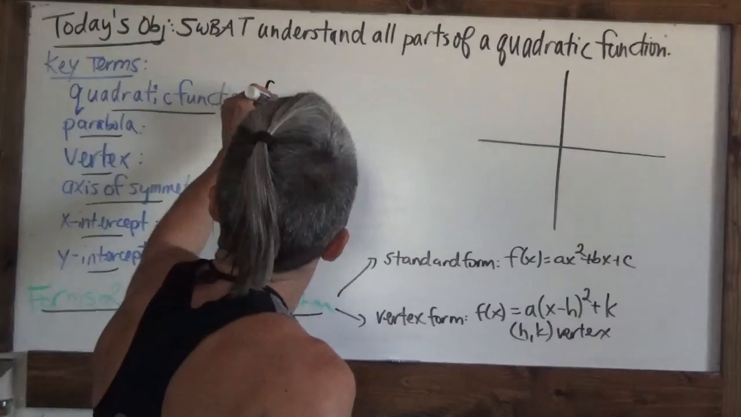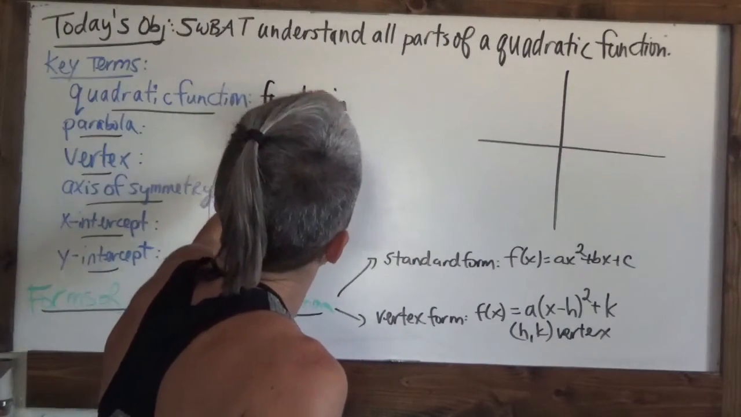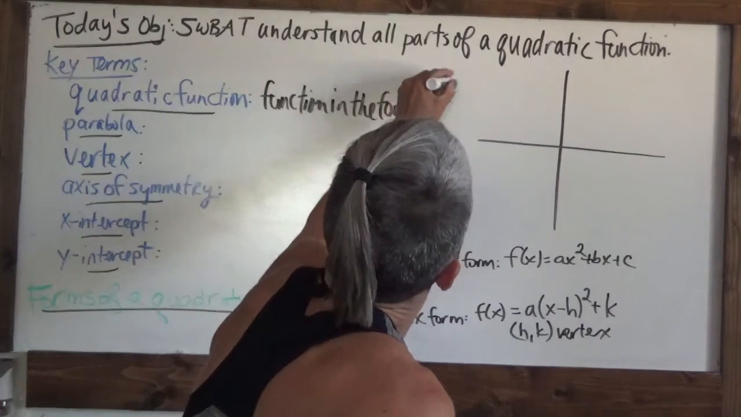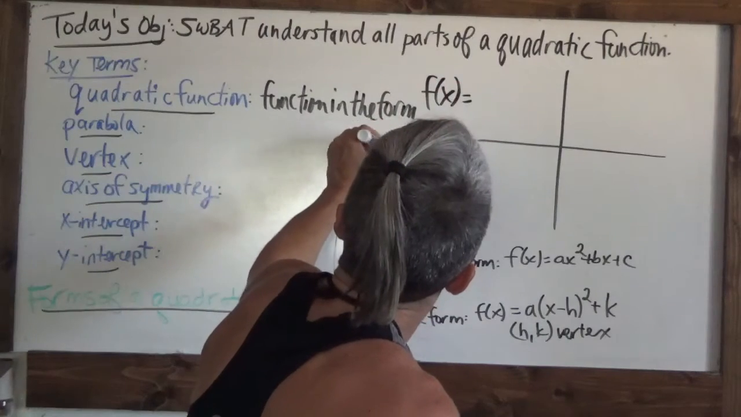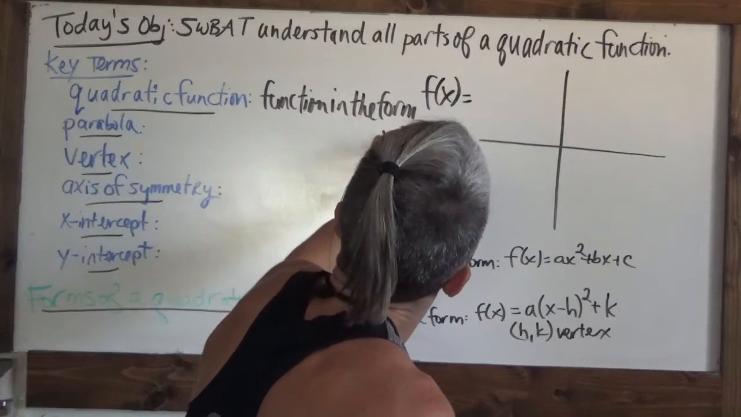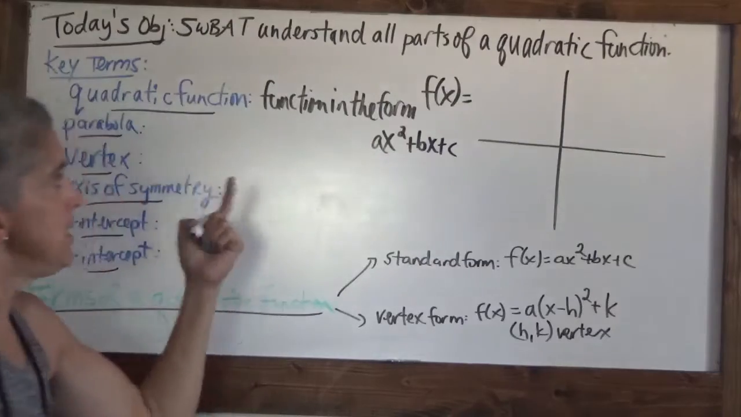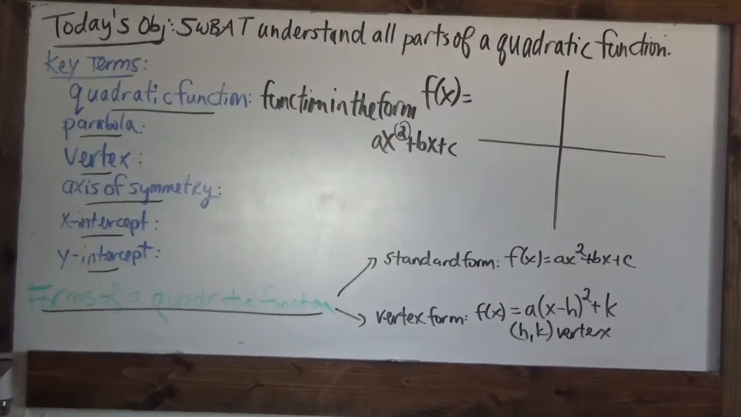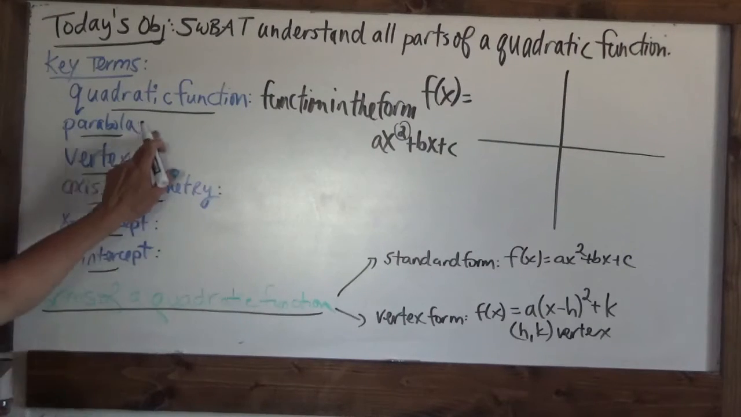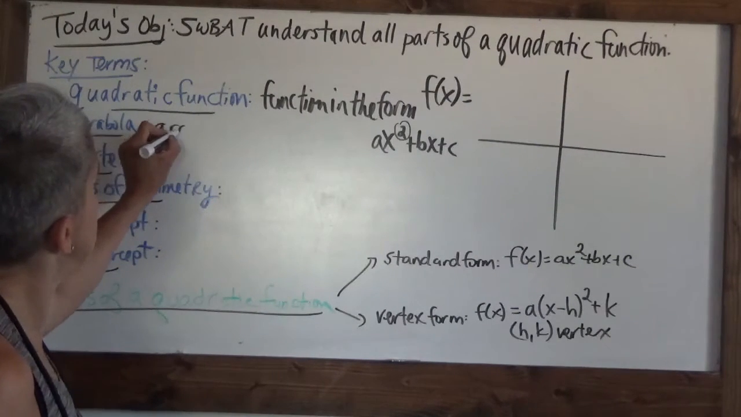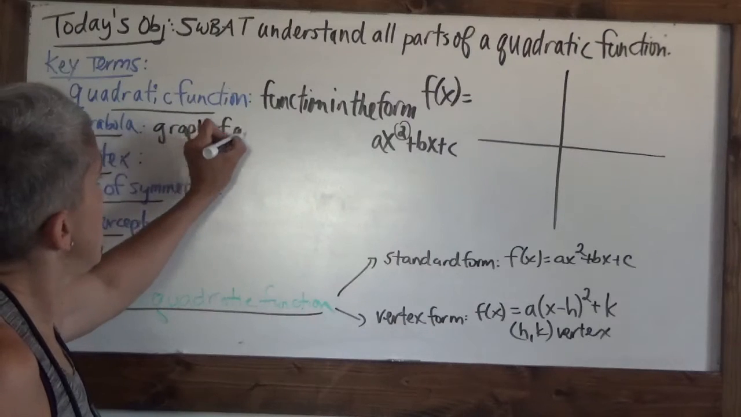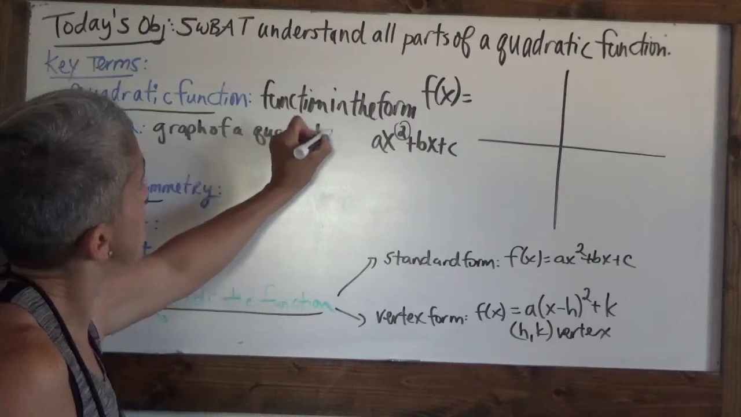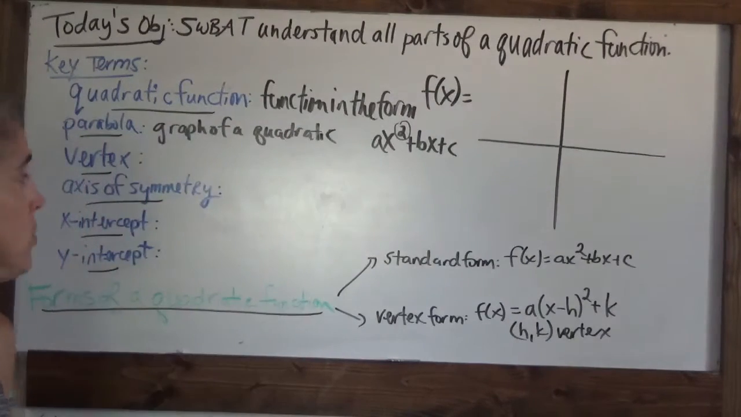It's a function in the form where you have your x definitely squared. You could have a bx, you could have a c, you could have any form of this as long as your exponent there is squared. That makes it a quadratic function. What's a parabola? Well, it's the graph of a quadratic. So that's the name. We could have our happy parabola, we could have our unhappy parabola.